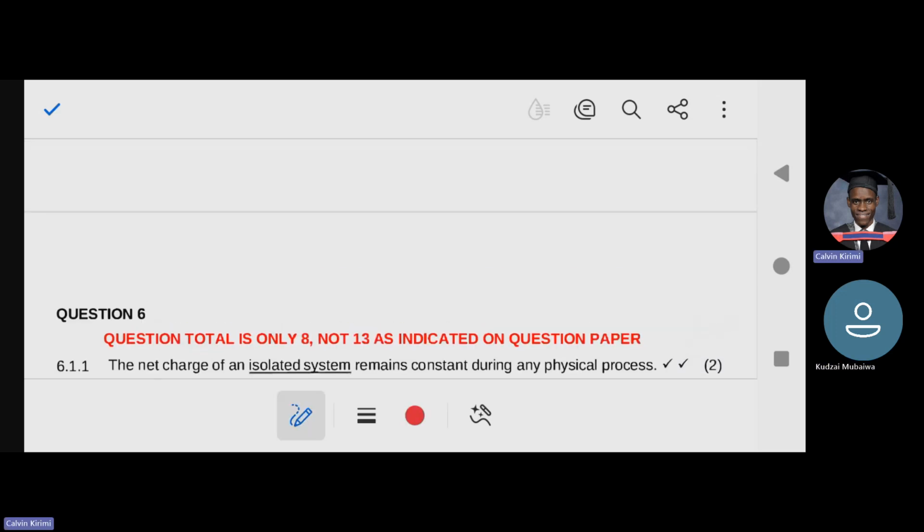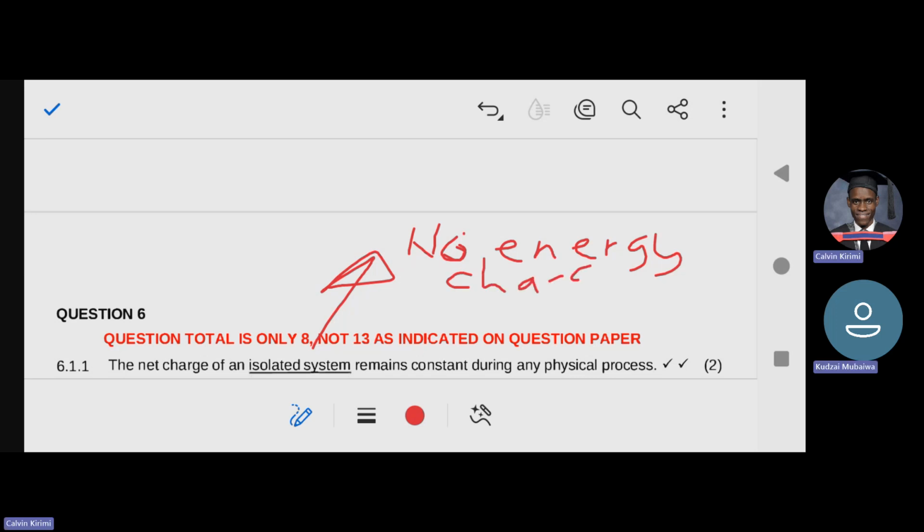What do they mean by isolated system? Isolated means there is no energy loss in this system. Energy is just converted from one object to the other, but there is no loss, in the form of charge. There is no charge that has been lost. Either the charge is lost by one sphere, and then it will be gained by the other sphere.